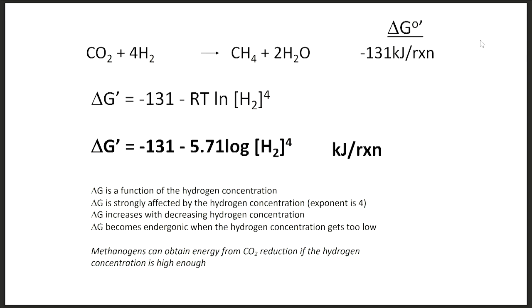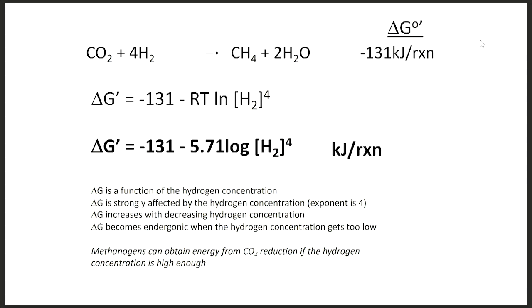And you can do something similar for the conversion of CO2 and hydrogen to methane. So that's how you remove your hydrogen from your co-culture if you want to cultivate a co-culture that converts acetate into methane. Then you have, again, in this case it's minus 131. The delta G is minus 131 minus RT ln H2 to the power 4. So this is the relation. Well, it's, again, very similar. Delta G is a function of the hydrogen concentration. It's strongly affected because it happens to be 4 again.